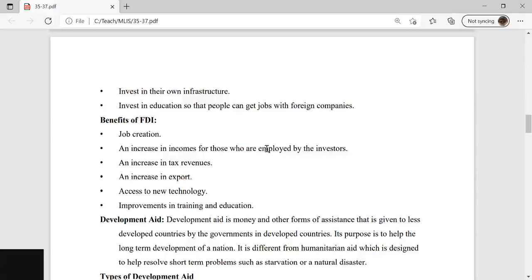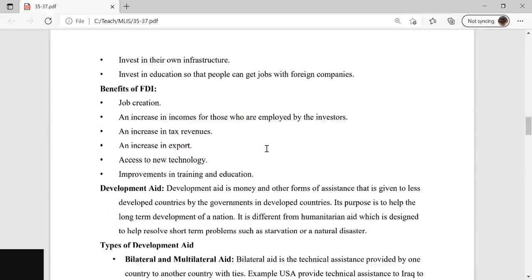And as we discussed in the previous chapter, whenever export increases, remember the balance of payment. This is an account where we record all kinds of foreign transactions. Whenever export increases, the balance of payment will have an improved scenario. It may have a surplus or a reduced deficit. So export is a very good thing for the country. Again, the country will get access to new technology. When multinational companies come to our country, they are also bringing the latest technology to our country. So that's another advantage.